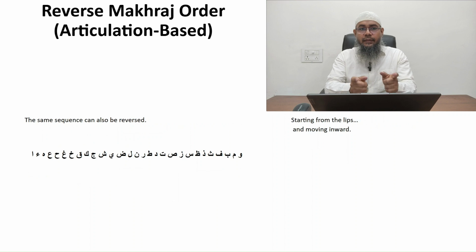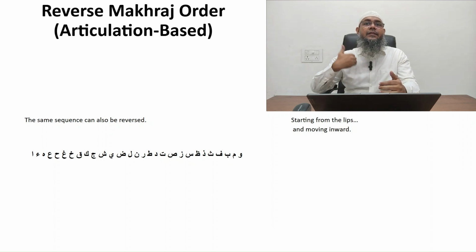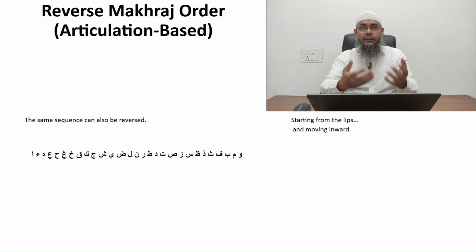Now, this term is probably coined by me: reverse makhraj order, articulation based. It is used because the order from deeper sounds to the lips is probably difficult. What naturally occurs is from the lips towards the deeper sounds. That is how a child learns as well. The child is able to pronounce the sounds with the lips first, and then it acquires more and more deeper sounds. So the same sequence can also be reversed.